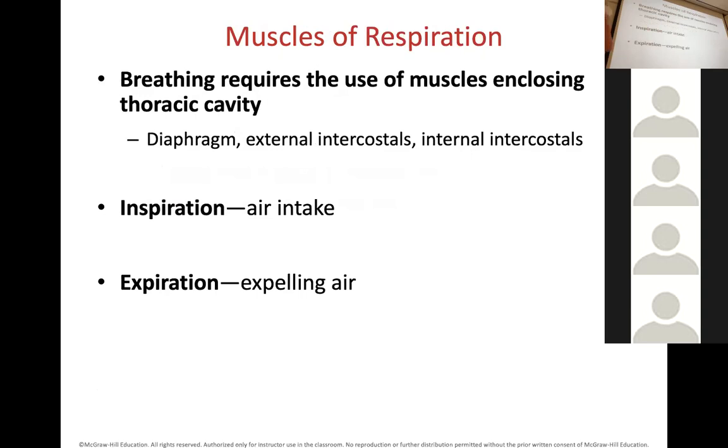Okay, breathing requires a number of different muscles, basically 3 sets of muscles in your thoracic cavity. So the diaphragm, has everyone heard of the diaphragm muscle? That's the one we usually think of when we think of breathing. The diaphragm is really important, but we also have these intercostal muscles. Intercostal means in between the ribs. So these are found basically connecting the ribs. There's external and internal.